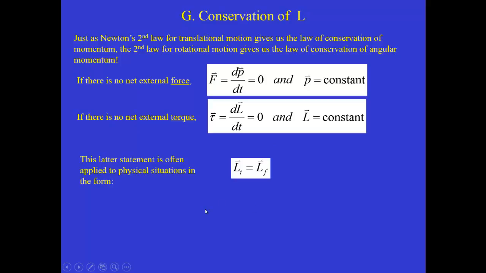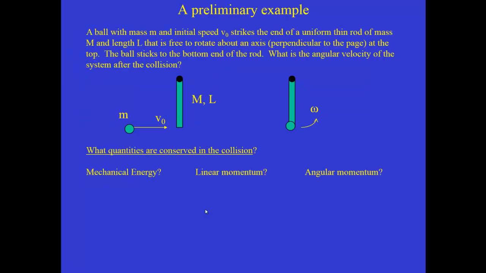So let's look at what basically is a collision between two objects where at least one of the objects is able to rotate around a fixed axis. And let's ask ourselves, what kinds of conservation laws can we use to analyze this collision? So a ball with a mass m and initial velocity v0 is going to collide and stick to the end of a rod that hangs vertically and can rotate about a fixed axis that runs through the top point of the rod. Alright, so the ball sticks to the bottom of the rod, and we want to know, right after that collision happens, and then they begin to rotate together, what is the angular velocity of the system.